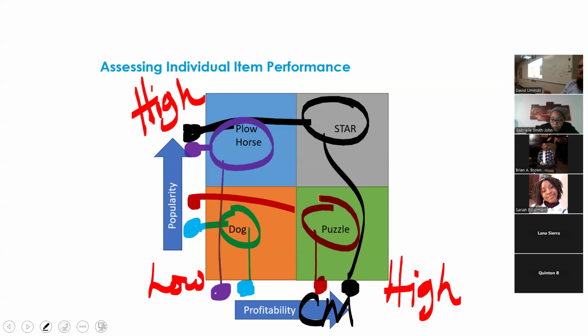The dog, okay. I don't know why it's called the dog. Don't hate me. I'm a dog person. Okay. But a dog is something that is just not profitable and not a lot of people like it.